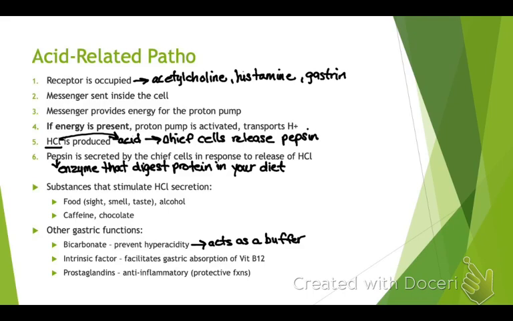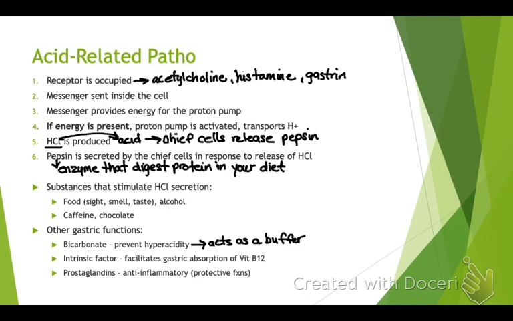Substances that stimulate the hydrochloric acid secretion are things like food, and not just the actual food, but seeing food, smelling food, tasting the food. All of those things related with food help to stimulate the hydrochloric acid secretion. Alcohol is another. And then caffeine and chocolate also stimulate the hydrochloric acid secretion.